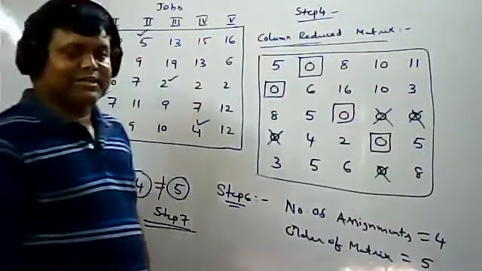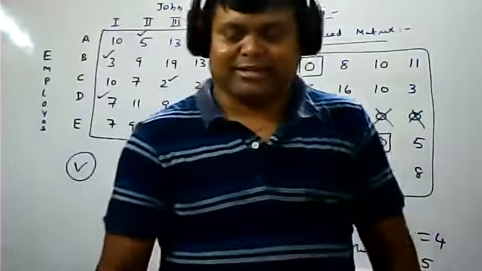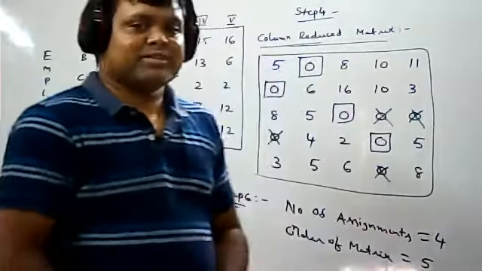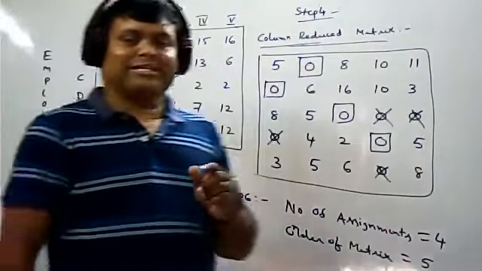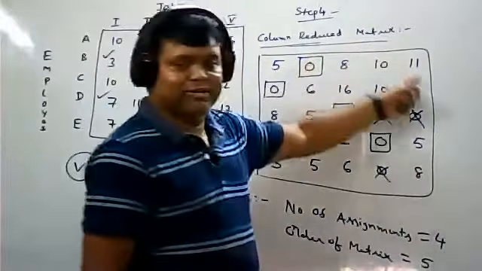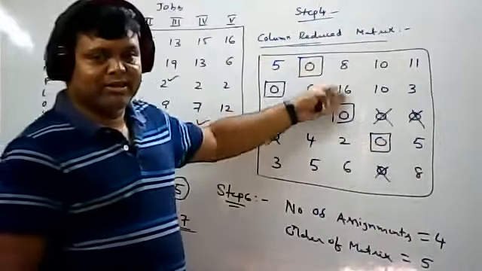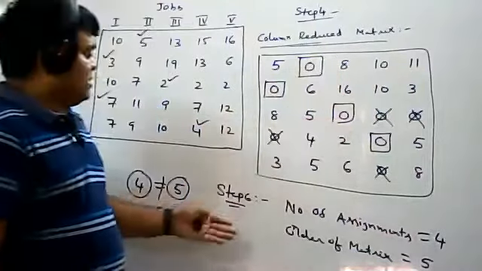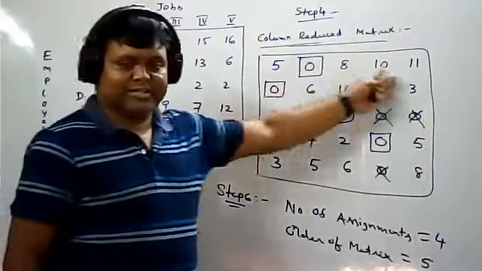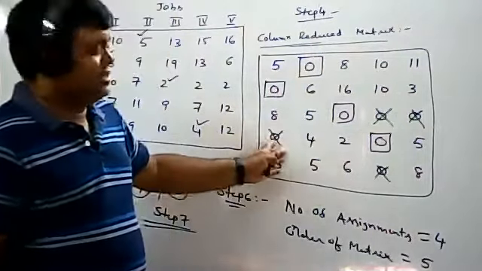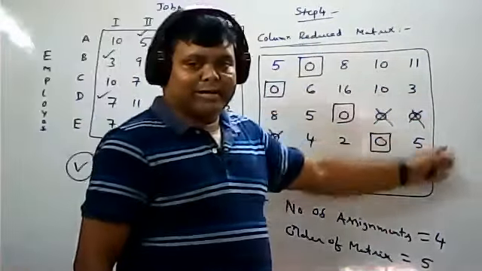For identifying the tick mark procedure, several steps are there. I will explain step number 7. I will complete step number 7 in this table only, because this is the last table I got. So in this I will apply the tick mark procedure.